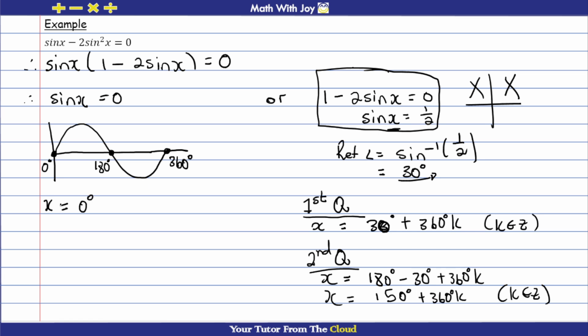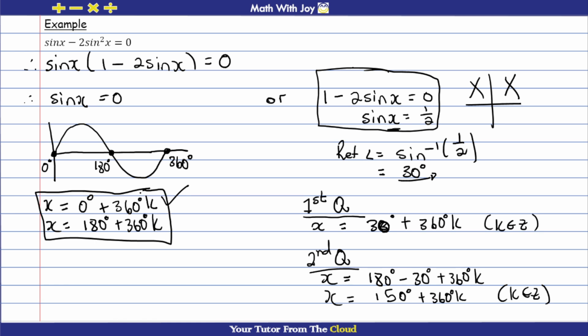So the general solution for this will say that x is equal to 0 degrees, because you're asking yourself, where is sine x 0? It is 0 at 0 degrees, and you just add 360 degrees times k. And where else? It's 0 at 180 degrees, so we say 180 degrees plus 360 degrees times k. There's no need to say 360 degrees plus 360 degrees times k, because the first one already took into account the last one. So whenever you have sine x equal to 0, these are always going to be your general solutions.